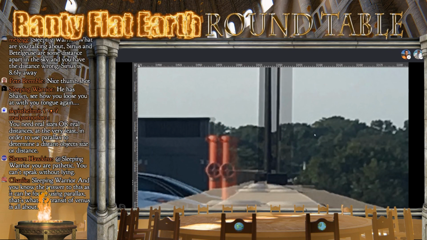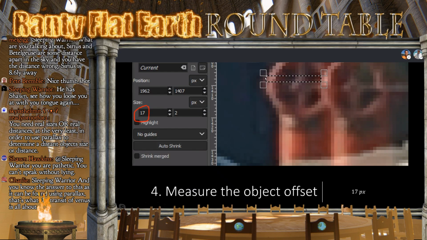When I overlay the 2 images, make one of them transparent so I can see both of them at the same time, and then line up the trees so that the trees in the background match, I can see that my target is in slightly different locations. I then zoom in and measure the number of pixels that the object appears to have moved. And in this case, it appears to have moved to the side by 17 pixels. So that's the pixel offset.